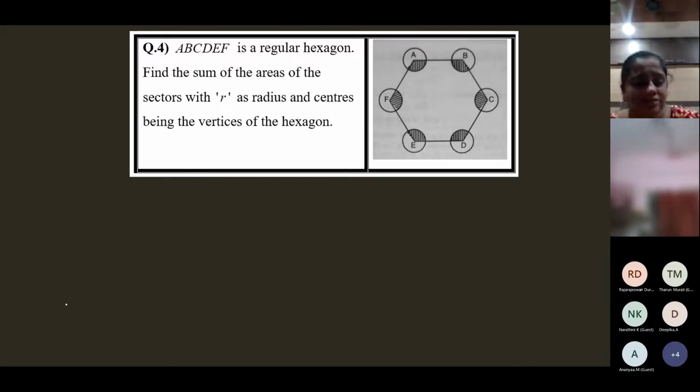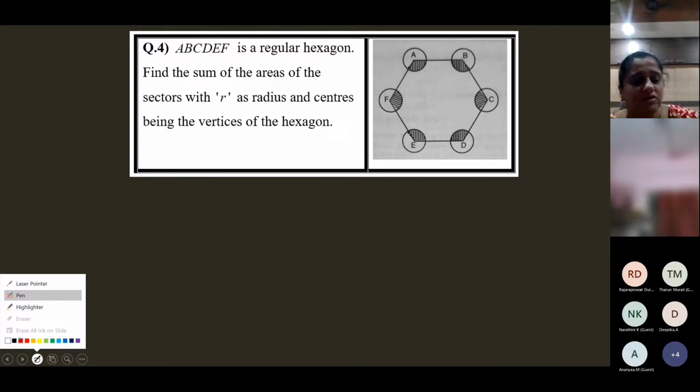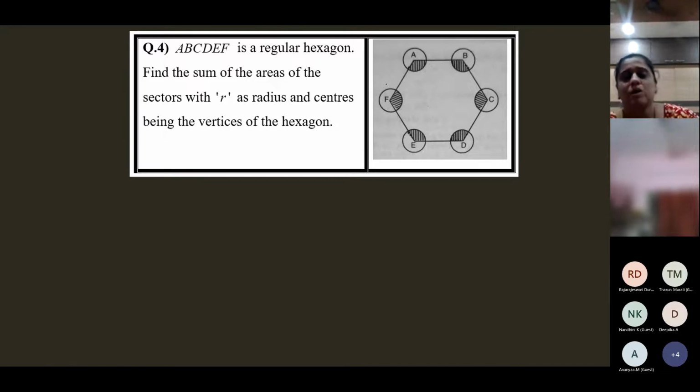Now this one is a regular hexagon, meaning all the six sides of the hexagon are equal in length, and all the six interior angles are also equal. The measures of all the six interior angles are also equal.